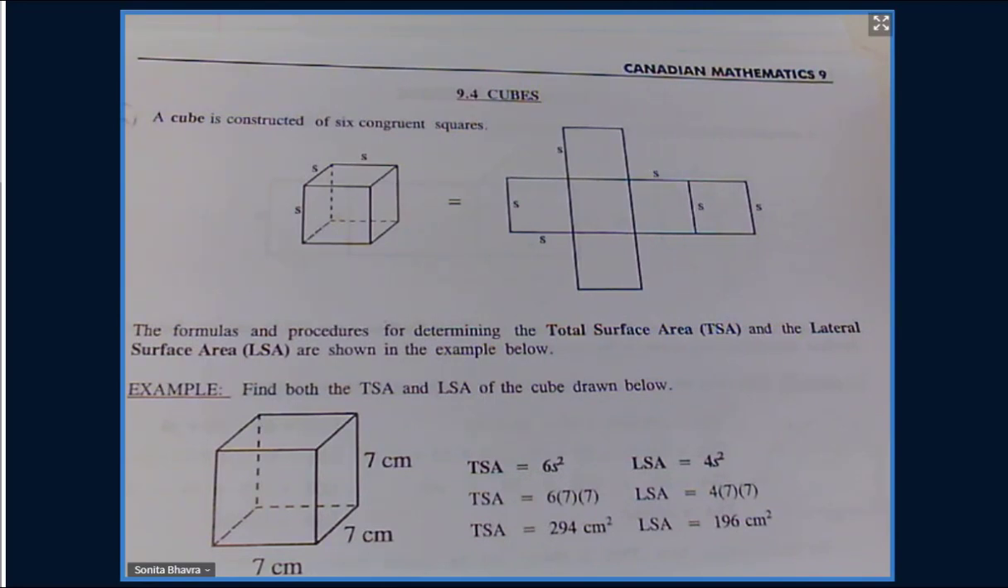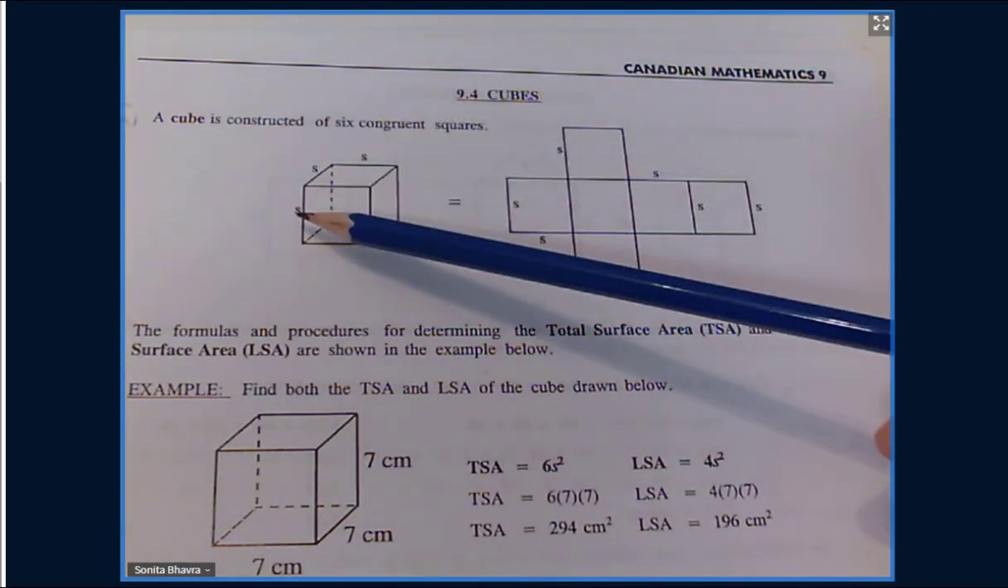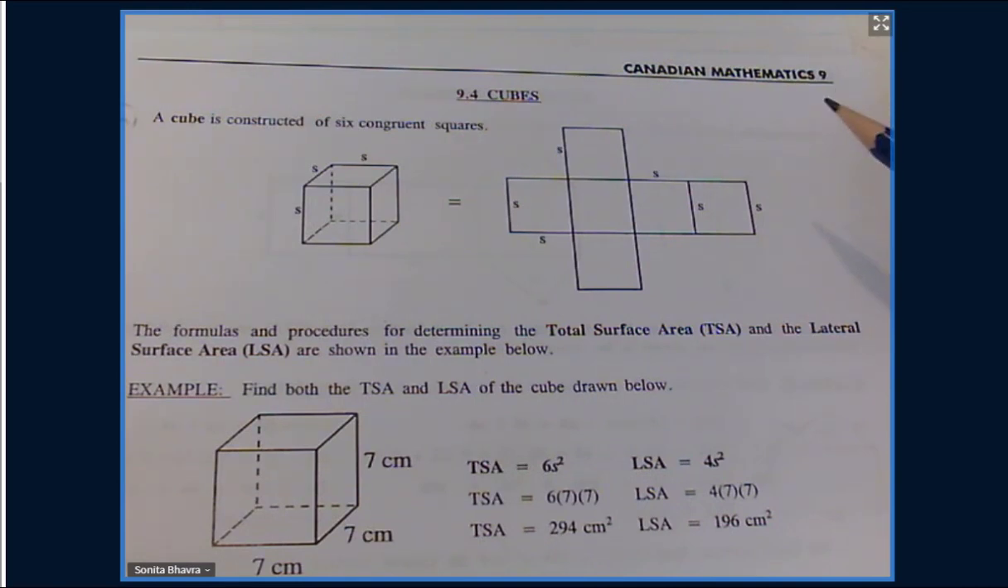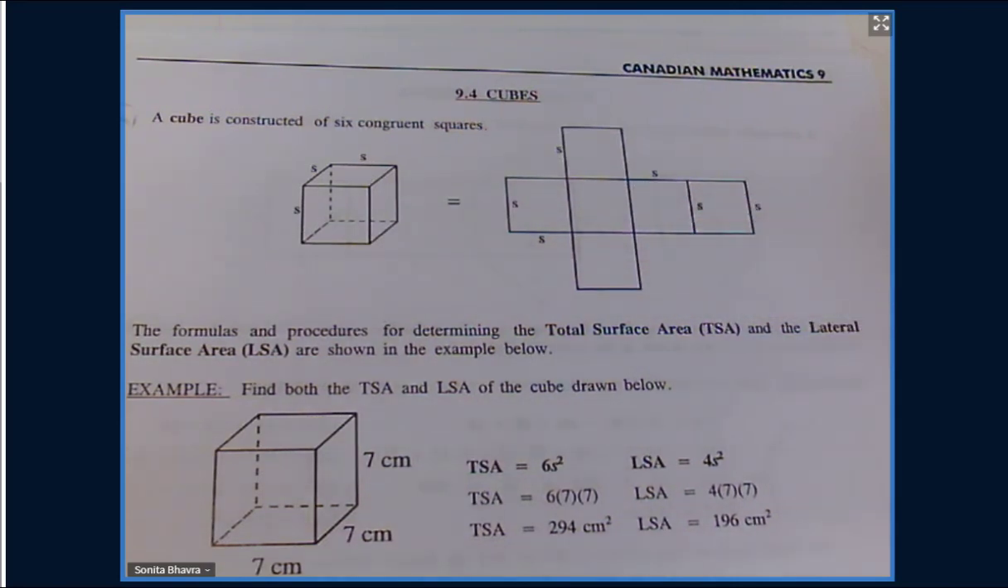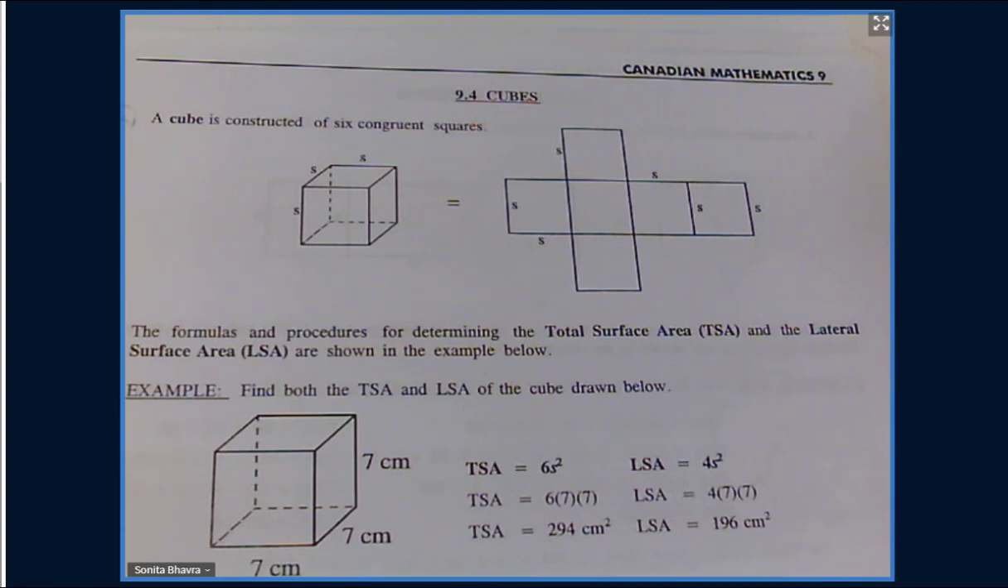So here we have 9.4, which is looking at cubes. A cube is constructed of 6 congruent squares. So here's a cube, its side, side, and side are all congruent, or the same. And when we open this up, this is the net of a cube, and you can see there are 6, 1, 2, 3, 4, 5, 6 congruent squares.